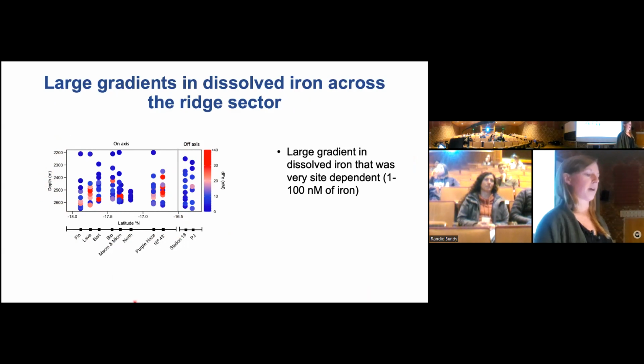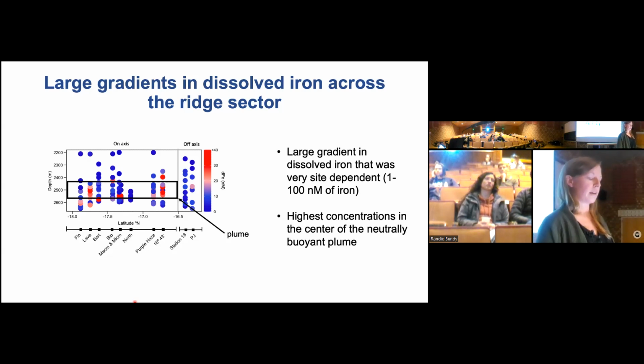So in this study, we saw a much larger gradient in dissolved iron than our other two major vent sites. It ranged from about 1 to 100 nanomolar of iron. The highest concentrations of dissolved iron were generally in the center of the neutrally buoyant plume, like we saw in that big transect before. So that makes sense. And so then we wanted to look at siderophores across all these sites and across this really large gradient in iron as well.